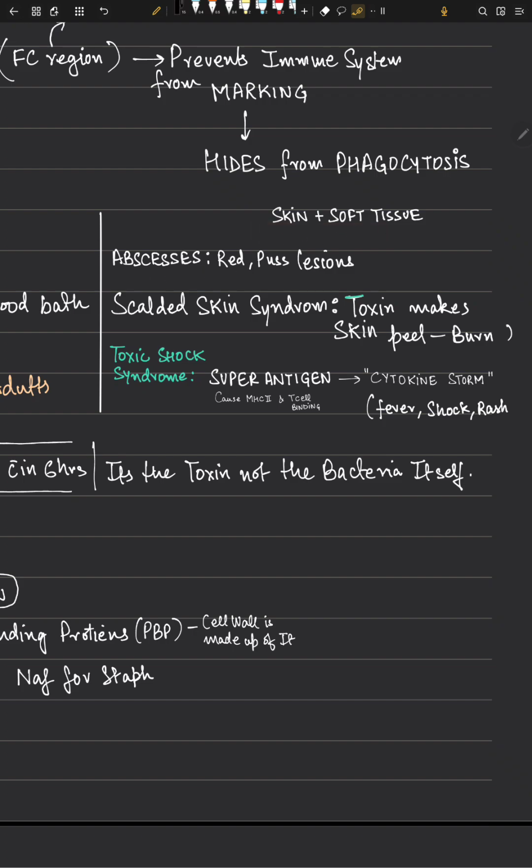Other thing that it can cause is skin and soft tissue problems. What does it cause? Number one, abscess. It causes a red pus-filled lesion. Okay. What other things? It causes something called scalded skin syndrome. What is it? Scalded skin syndrome is caused by a toxin produced by the bacteria. This toxin makes your skin peel and look burned.